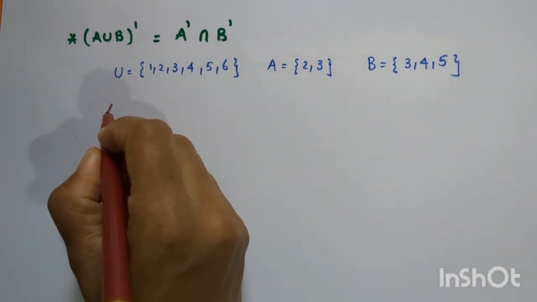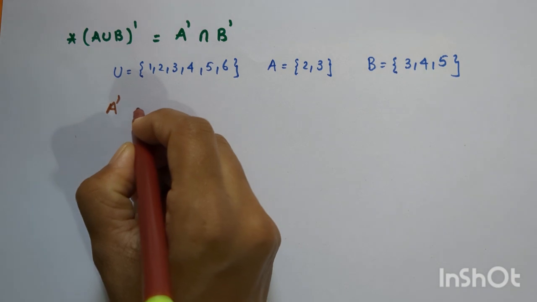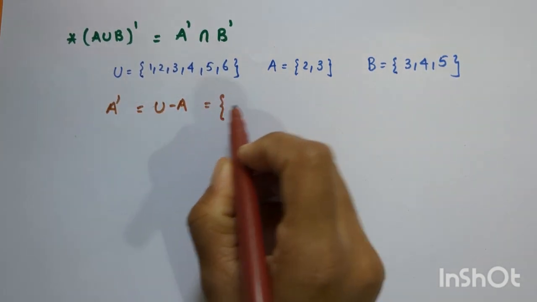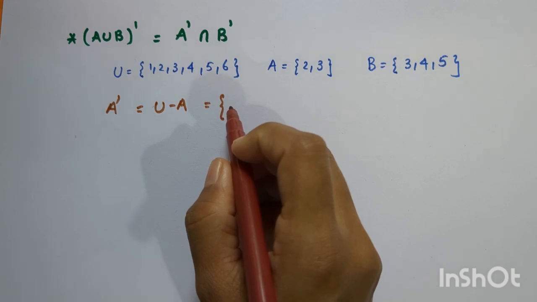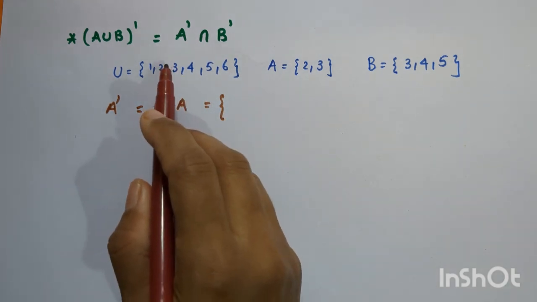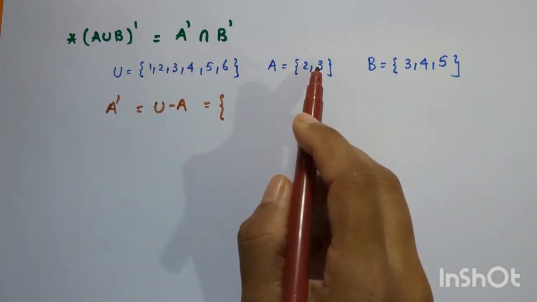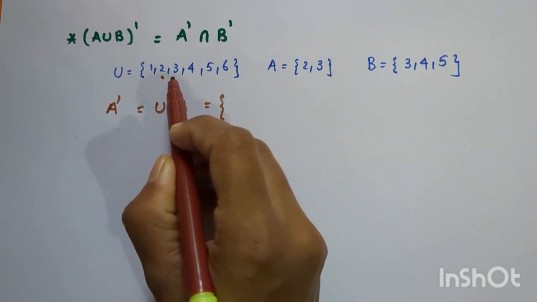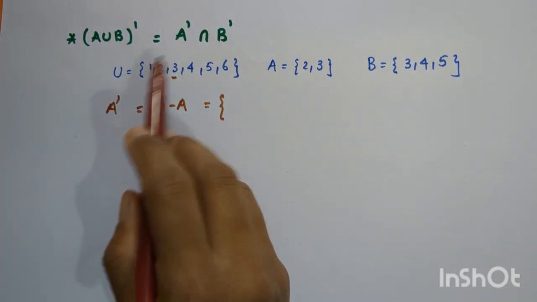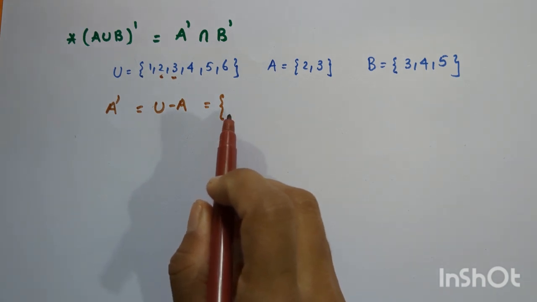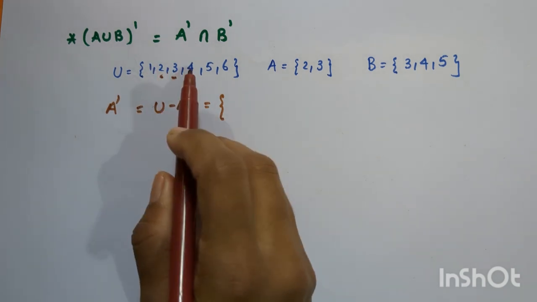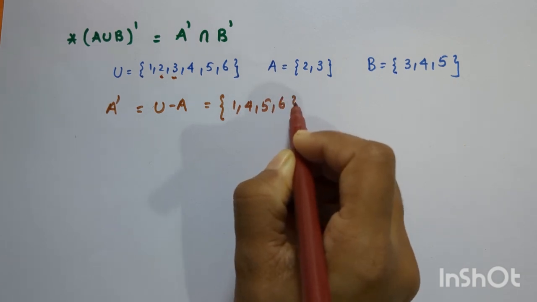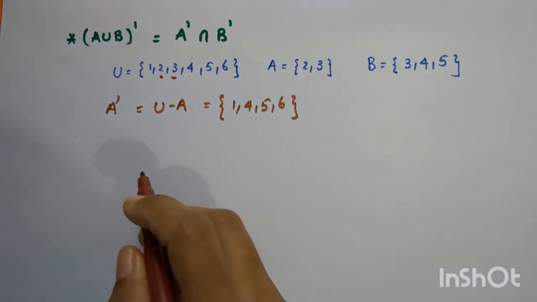Now what about A complement? A complement is actually U minus A. That is, in the set of A complement, you have to write the elements of U which do not belong to A. In A you have 2, 3. So when you write A complement, you should not write 2 and 3. The rest of the elements could be written here. So the rest we have 1, 4, 5, 6. So A complement will have these elements in it: 1, 4, 5, 6.